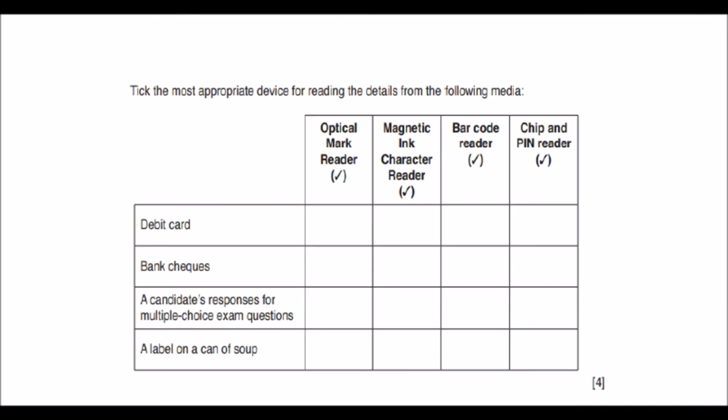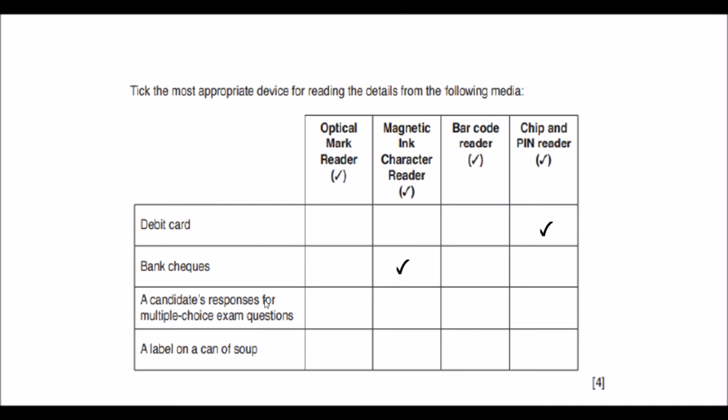Let's see this question. Choose the most appropriate device for reading the detail from the following media. You are given all these media: optical mark reader, magnetic ink character reader, barcode reader, and chip and pin reader. What device do we use to read information from a debit card out of these? Of course, it's the chip and pin reader, as we discussed earlier. What about a bank cheque? You're supposed to remember this. That's MICR, magnetic ink character reader.